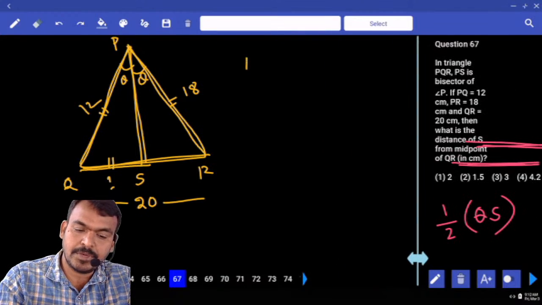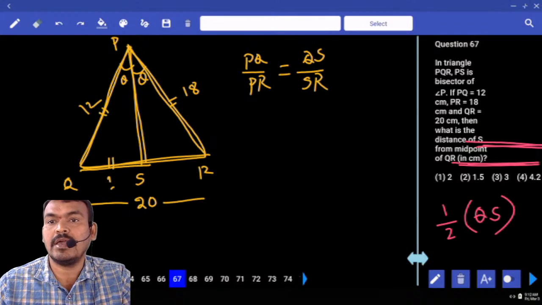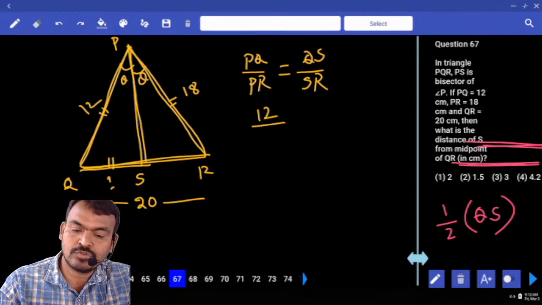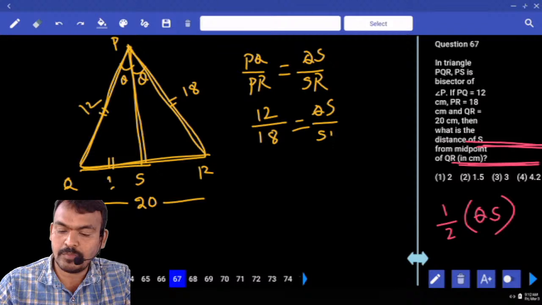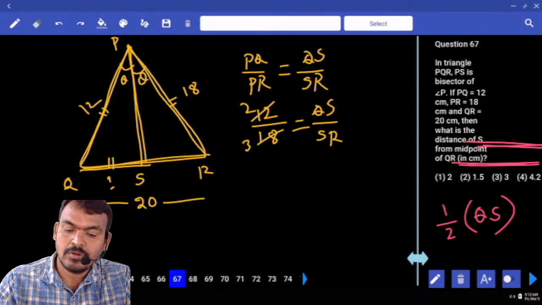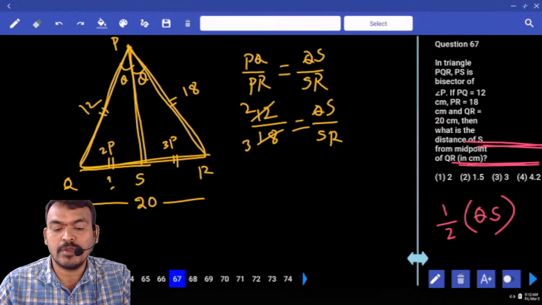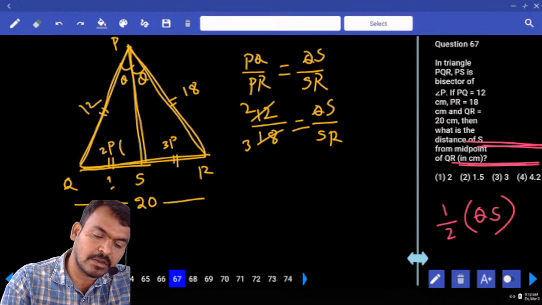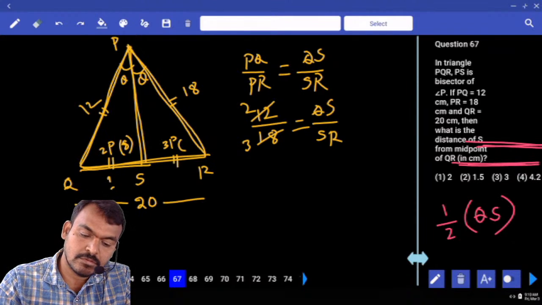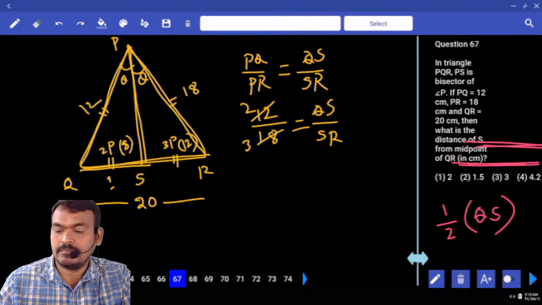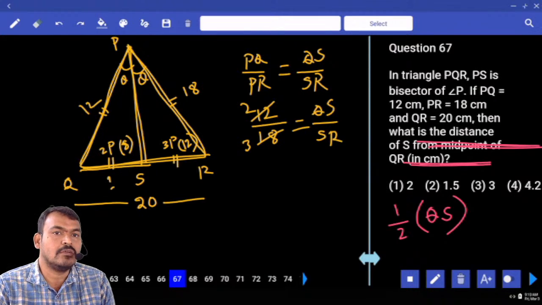We write PQ by PR equal to QS by SR. PQ is 12, PR is 18, equal to QS by SR. The ratio is 2:3. That is 2 parts and 3 parts, total 5 parts. 5 parts are 20, so 2 parts are 8 and 3 parts are 12. The answer: half of the 8 is 4.